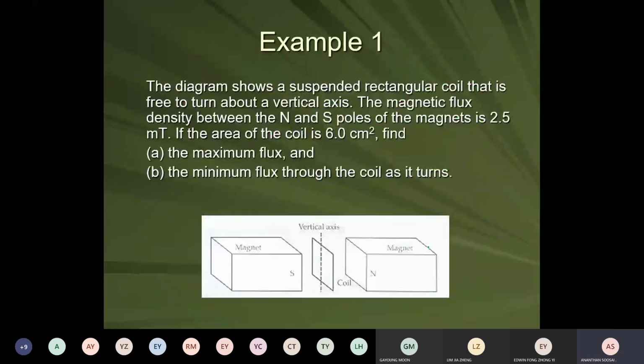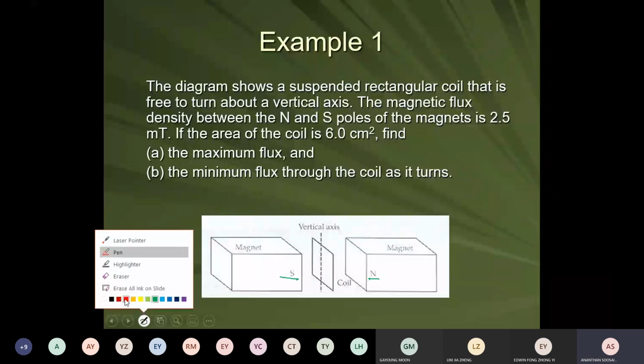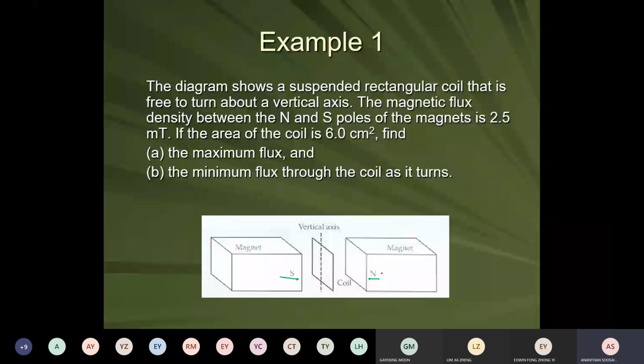Okay, so one example about flux. Check this diagram. The diagram shows a suspended rectangular coil free to turn about a vertical axis. The magnetic flux density between the N and S is 2.5 millitesla. If the area of the coil is 6 centimeters squared, what is the maximum flux? What is the minimum flux through the coil as it turns?